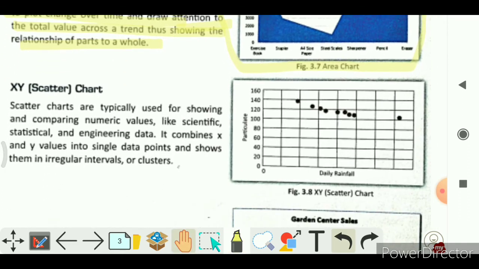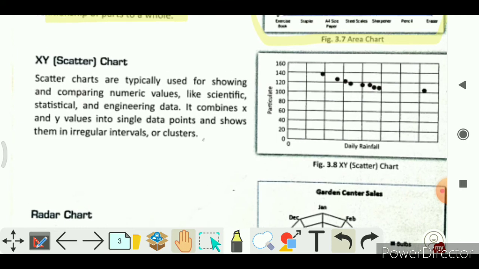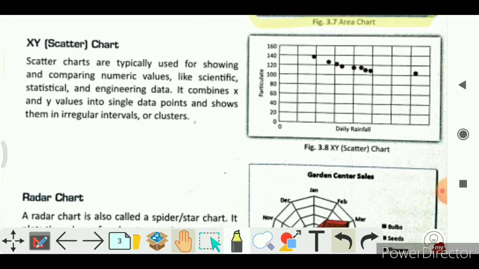Now we see the next chart, which is the XY scatter chart, right? And here the XY conditions or coordinates are marked with a dot, right? And by using these dots we compare the position of the values. Now you can see here the XY scatter chart.